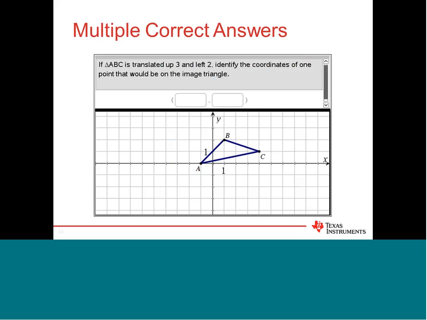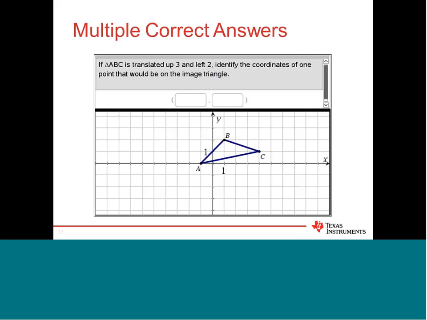The next one I'm showing is just a geometry example. Here the students would actually put in ordered pairs as answers, and as a teacher, I can see all those ordered pairs. I could potentially graph them. I have a triangle here, and the students are asked, if you translate the triangle up 3 units and 2 units to the left, to identify coordinates of just 1 point that would be on the image triangle. Obviously, there's infinitely many points possible.